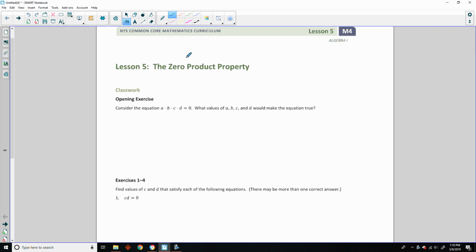This is Lesson 5, the zero product property. Product means being multiplied. Zero is a number. Zero times something is zero. That is the zero product property.